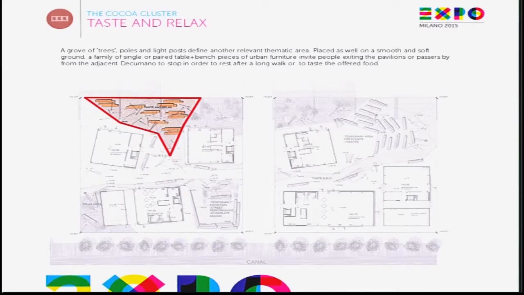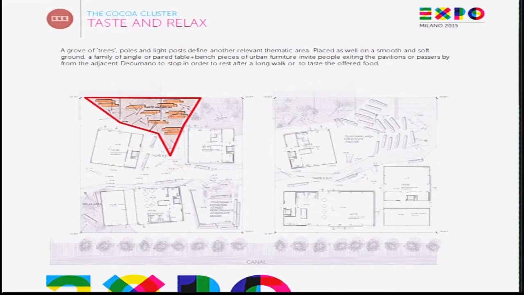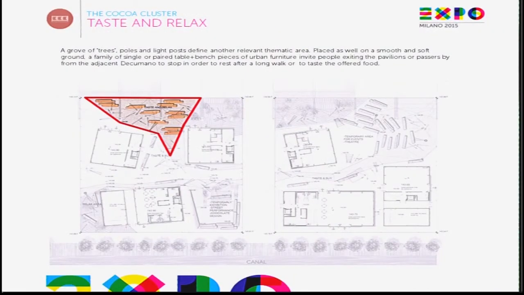This is another important specialized area. It is more devoted to taste and relaxation. It is an entrance area. The triangular shaped area favors people accessing the area and staying there. These brown rectangles are supposed to reproduce tables and areas for people to stay, to eat, to enjoy the food, or just to have a moment of break along the very heavy day of walking around in the fair.